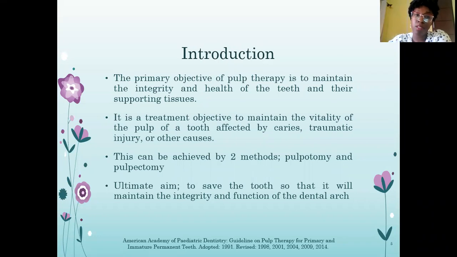And the aim is really to save the tooth so that it will maintain the integrity and function of the dental arch. We all know the functions of our milk teeth, why they're important, and the idea is to maintain them for as long as possible until they're able to exfoliate naturally.